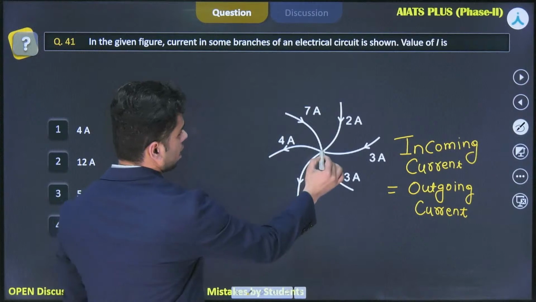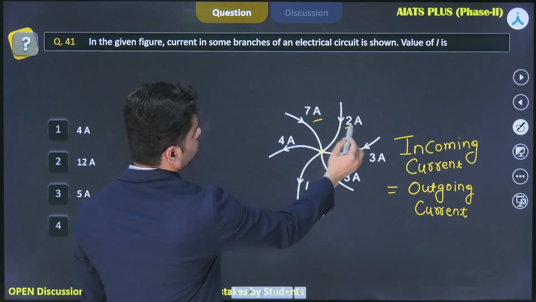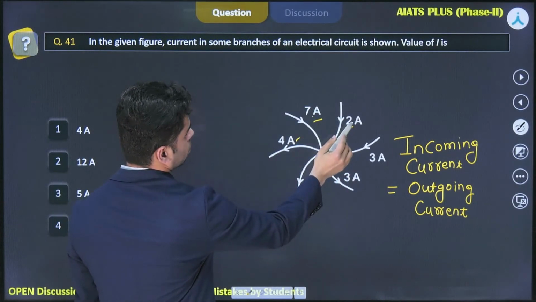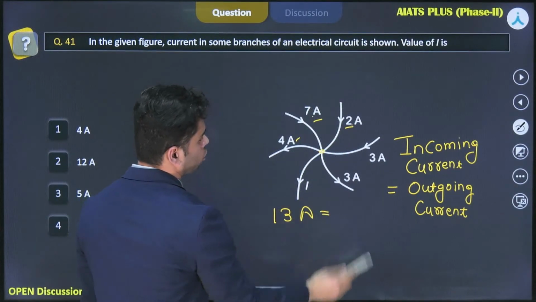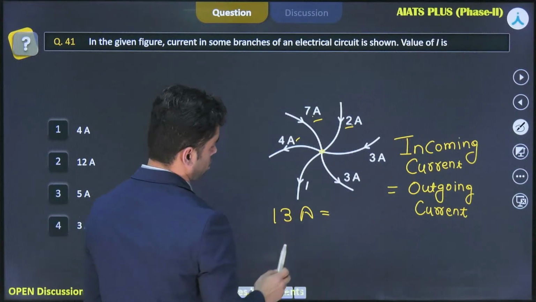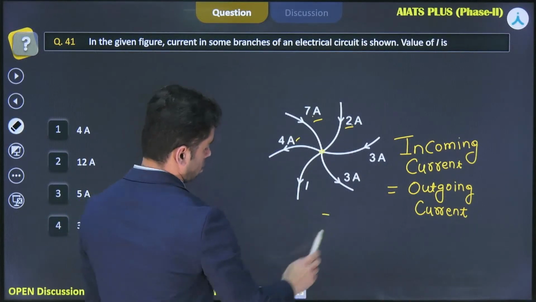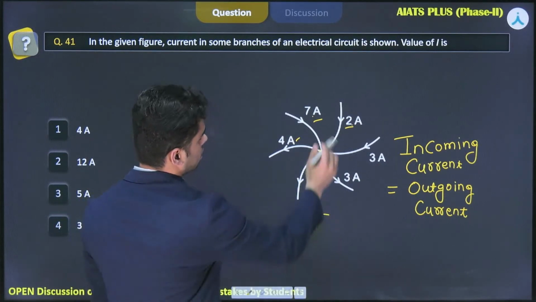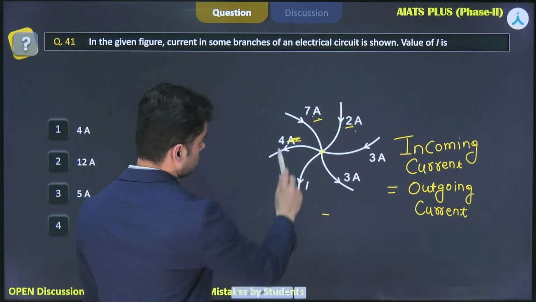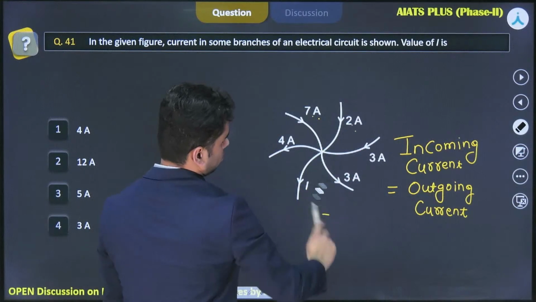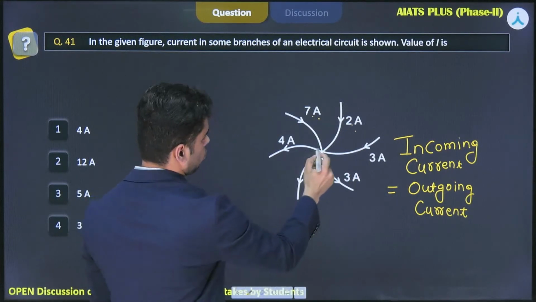So what is the incoming current at this junction? You have 7 ampere, 2 ampere and 4 ampere. 7 plus 2, 9 plus 4, 13. So 13 ampere is the incoming current, and it should be equal to the outgoing current. Okay, one part I missed. So 4 is not an incoming current. Let me rub this part. Let's talk about this junction.